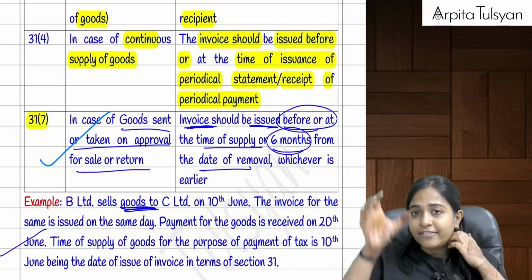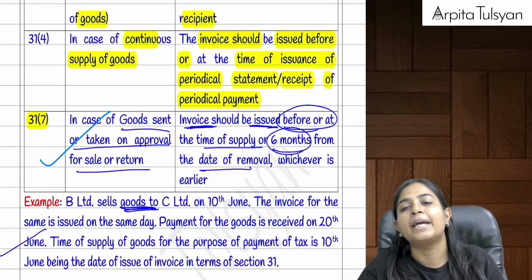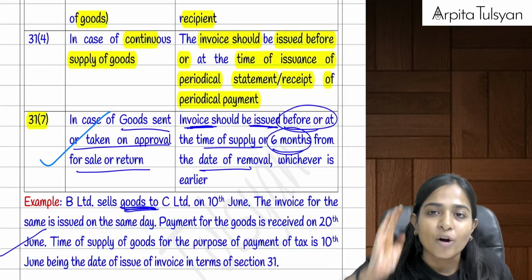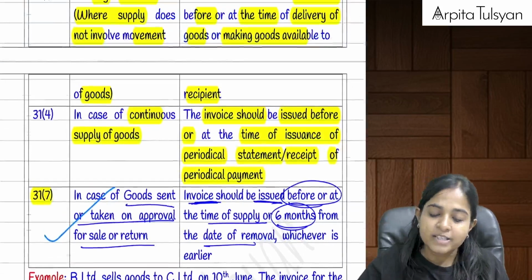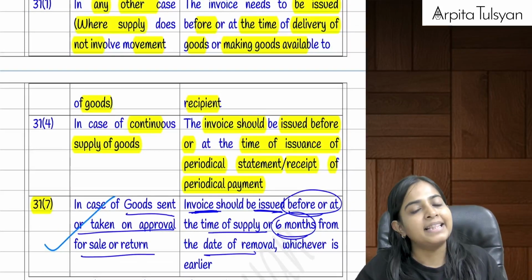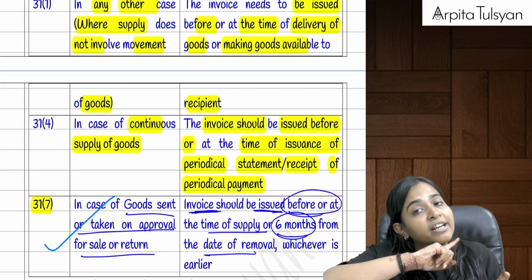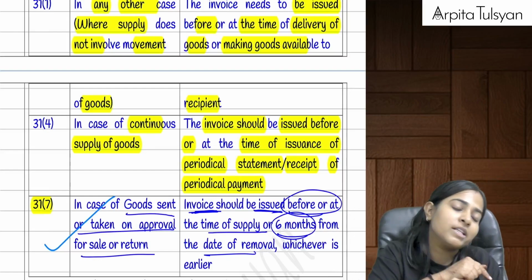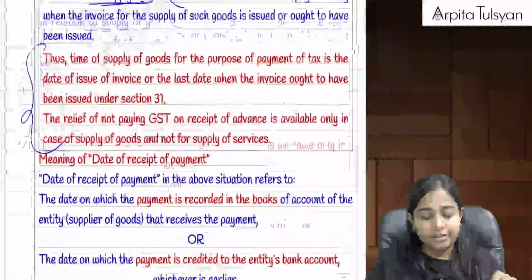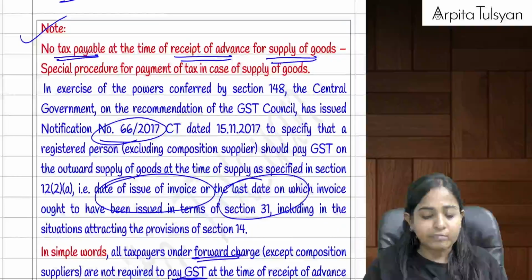So ma'am, why did we study section number 31? By studying section number 31, we basically came to know what is the last date of issuing the invoice. If the invoice is issued before time, then the date of invoice or receipt of payment, whichever is earlier. If the invoice is not issued on time, then the last day when the invoice should have been issued or receipt of payment, whichever is earlier. This is how we are going to calculate the time of supply. Are you clear with this?